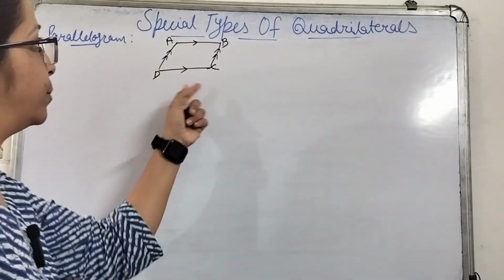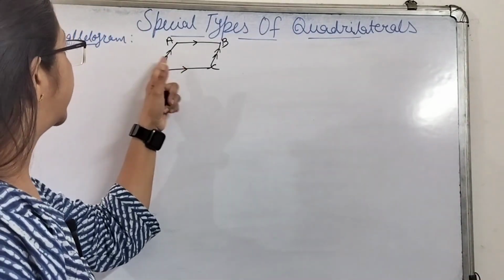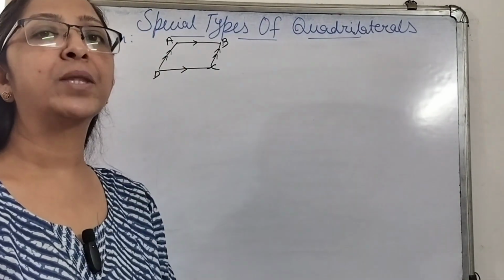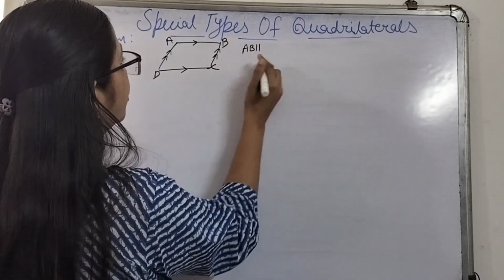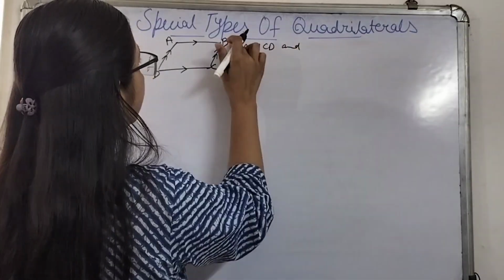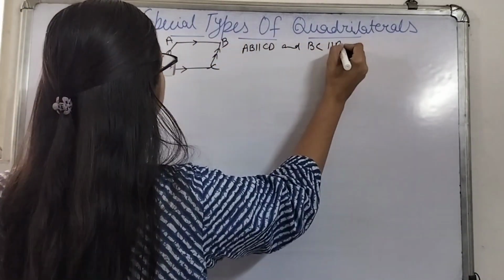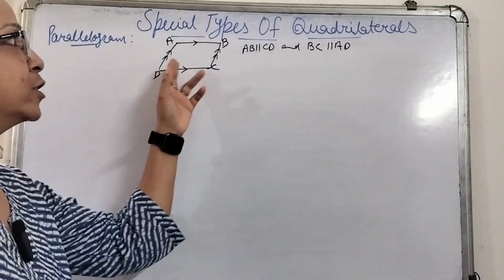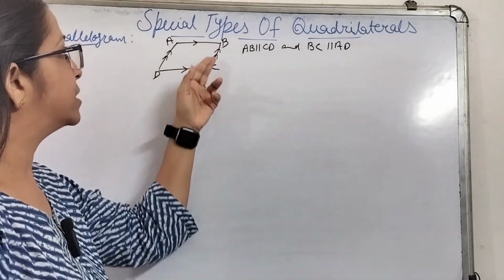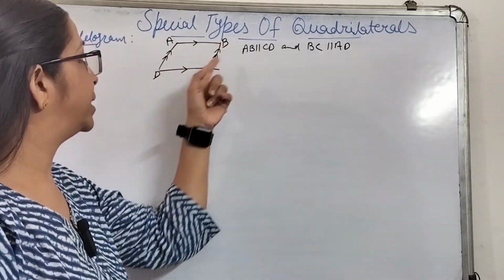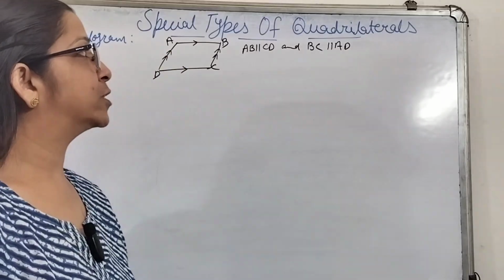If both pairs of opposite sides in a quadrilateral are parallel to each other, we say such quadrilaterals are parallelograms. So here we can see that AB is parallel to CD and BC is parallel to AD. Again, all the properties of a quadrilateral will be followed, because it is also a quadrilateral. That means the sum of all the angles, A, B, C, D, will be 360 degrees. Now what else are the properties of a parallelogram?